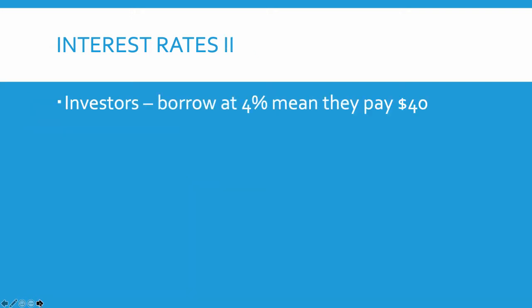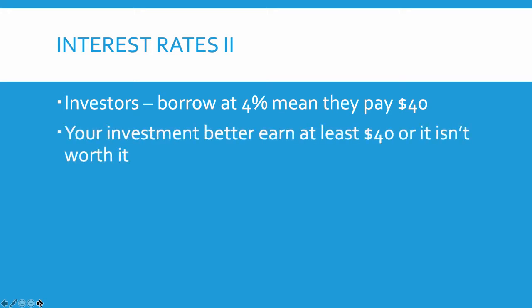So interest rates are also costs to the investors, as I mentioned. If you borrow at 4%, it means that to borrow that $1,000, they have to pay not just the $1,000 back, but they also have to pay that interest. They have to pay that extra $40. So your investment better earn at least $40 or it's not worth it. Basically, this is a cost-benefit calculation, or comparing the margins. If the marginal revenue is greater than the marginal cost, meaning the marginal revenue is whatever you're earning in your business. The marginal revenue is essentially the rate of return.